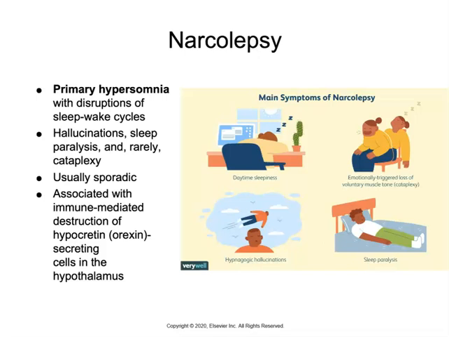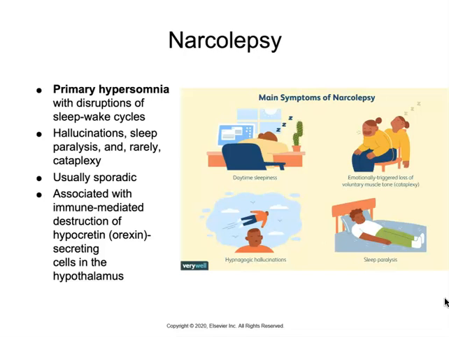Next up is narcolepsy. And this is a primary hypersomnia disorder that is going to disrupt our normal sleep-wake cycles. People with this are going to experience excessive daytime sleepiness and can suddenly fall asleep at inappropriate times. And along with hypersomnia symptoms, we can include vivid hallucinations and sleep paralysis, and in rare cases, cataplexy, which is a sudden loss of muscle tone triggered by strong emotions.